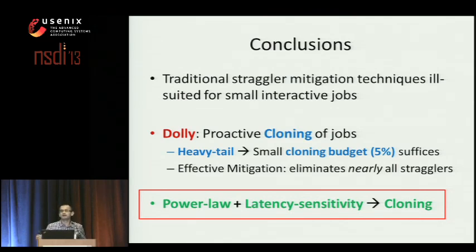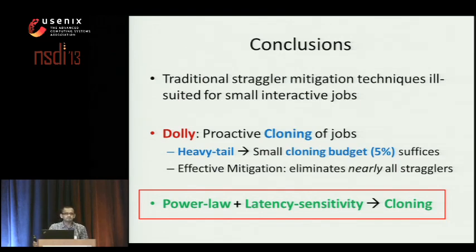Is there insight on how to set the budget correctly? That would be some amount of sensitivity analysis. We have some of it in the paper, but the insight would be that it depends on where the knee in the power law actually is in that workload. Yeah.